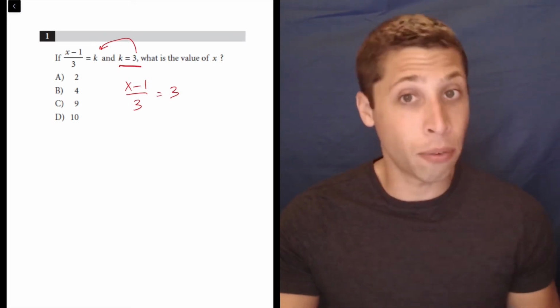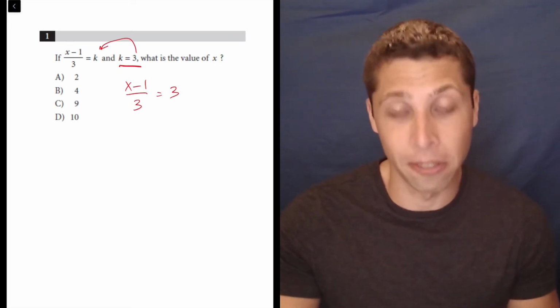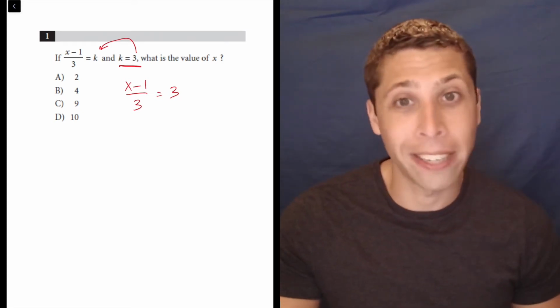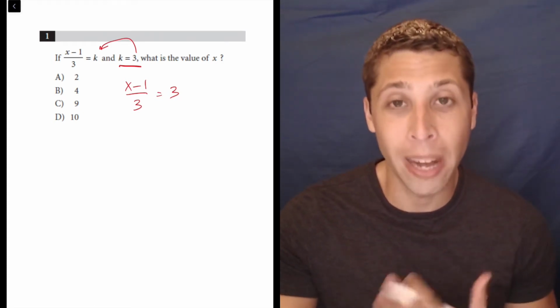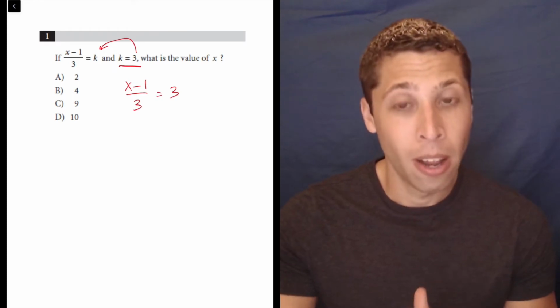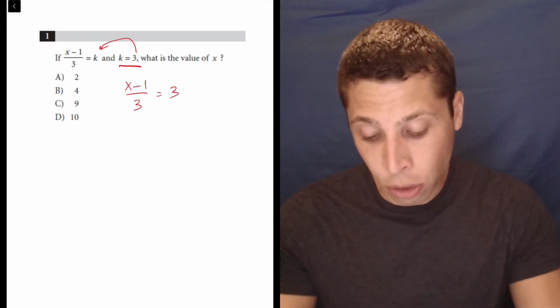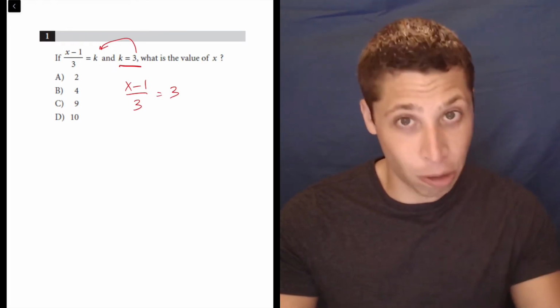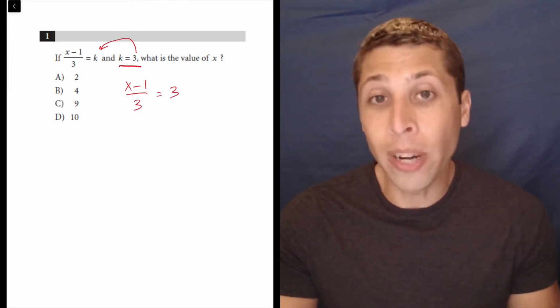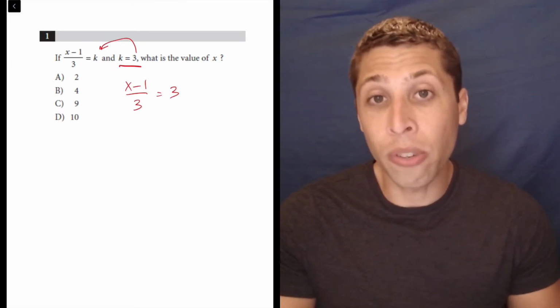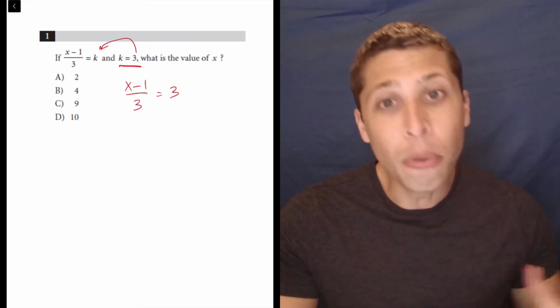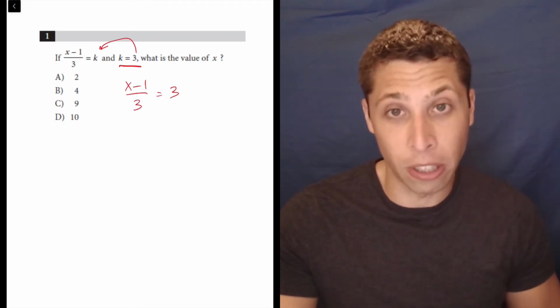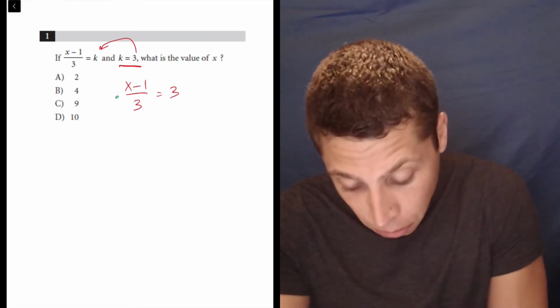Now we see that we have a fraction, and a lot of us hate fractions because we had some traumatic experience with them back in elementary school, but fractions, remember, are just division. So when we're using algebra and we're trying to get rid of division, we use its opposite to cancel it out and to move it away from the variable that we're looking to solve for. So the opposite of division is multiplication.